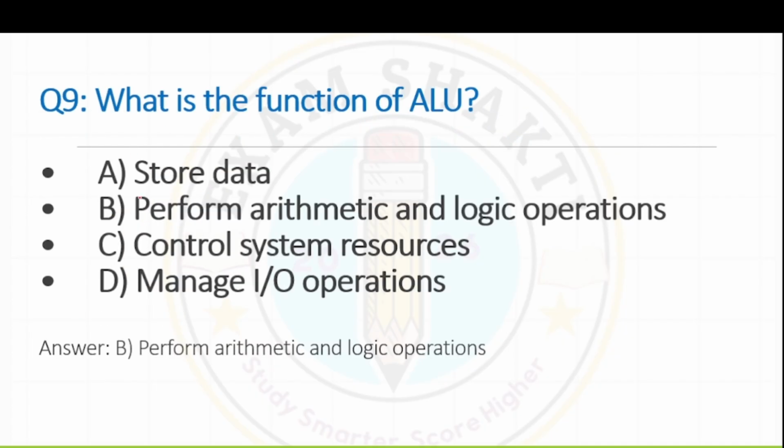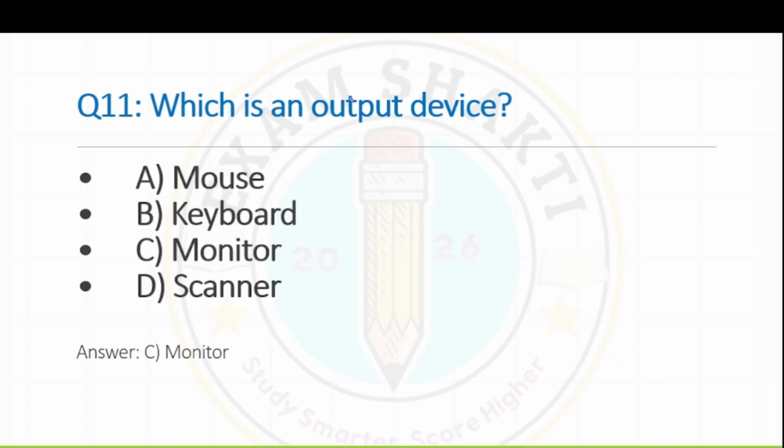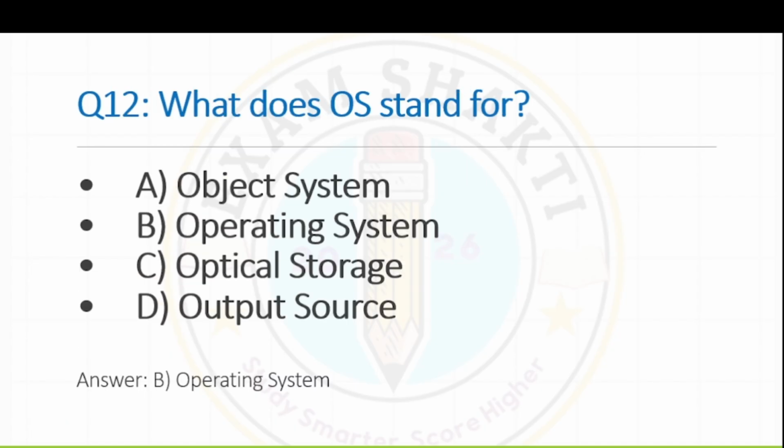Next, what is the function of an ALU? To take data, perform arithmetic and logical operation, control system resource, manage IO operation. Answer B, perform arithmetic and logic operation. What is an input device? Monitor, keyboard, printer, speaker. B, keyboard. Which is an output device? Mouse, keyboard, monitor, scanner. C, monitor.